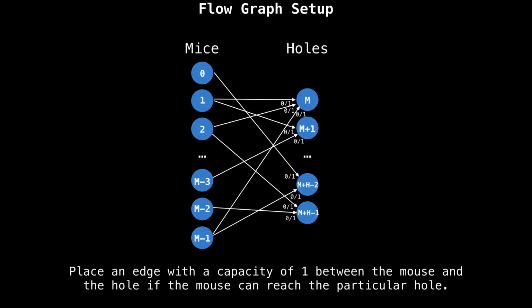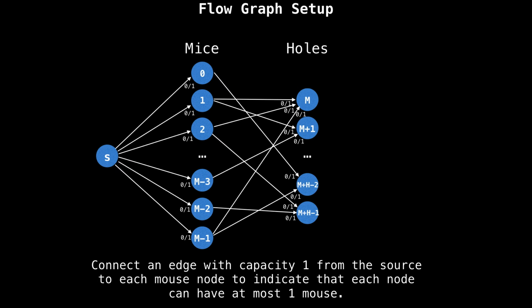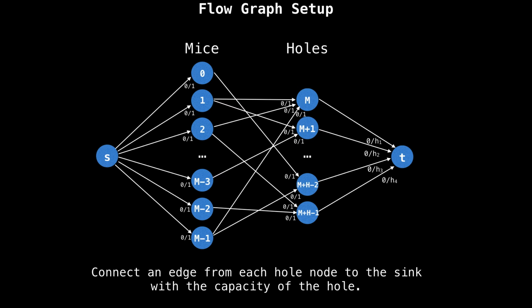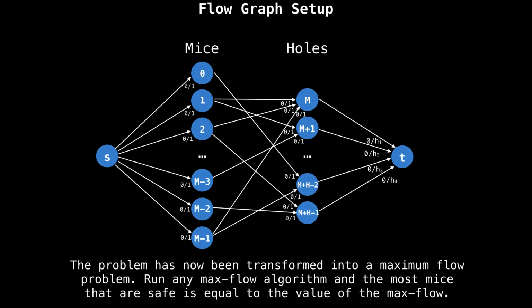After that, I would connect an edge with a capacity of 1 from the source to each mouse to indicate that each mouse can be used at most once. And lastly, connect an edge from each hole node to the sink node with the capacity of the hole. The problem has now been transformed into a maximum flow problem. We can run any maximum flow algorithm to get the maximum number of mice that can be safe. This is really neat, and it's worth looking at some source code to really understand how this setup works.